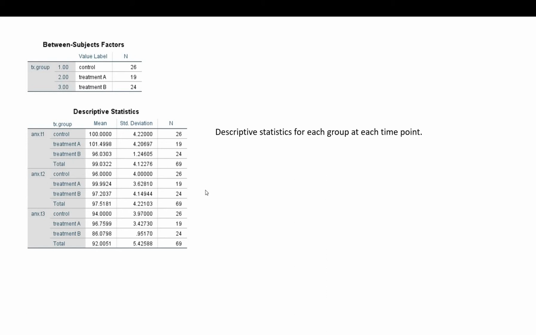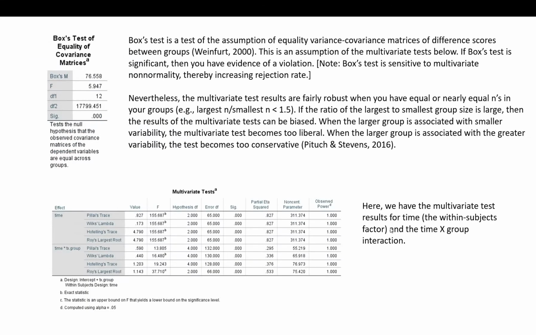So with the descriptive statistics, you can see that we have the means in terms of anxiety at time 1 for the control group, treatment A, treatment B, then at time 2 for the 3 groups, and then at time 3. Okay, so the next part of the output contains multivariate test results. So you'll see down here we've got multivariate tests, and these can be used to test the main effect of time and then also the time by treatment group interaction.